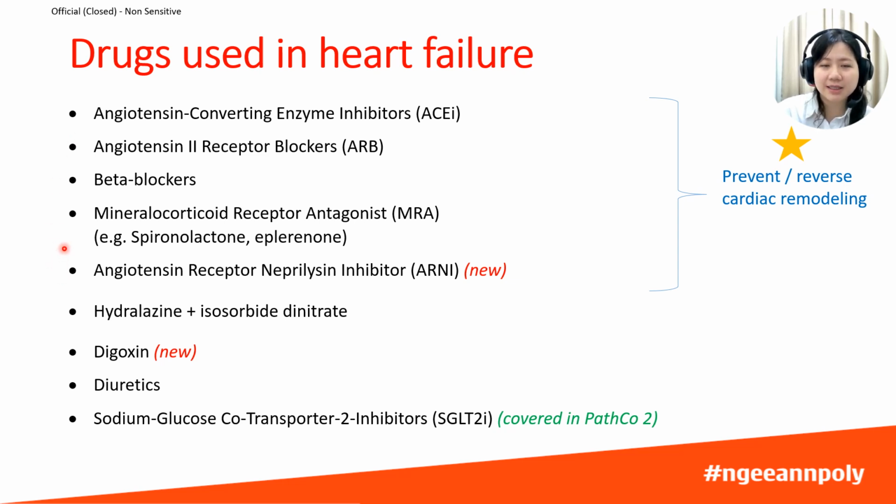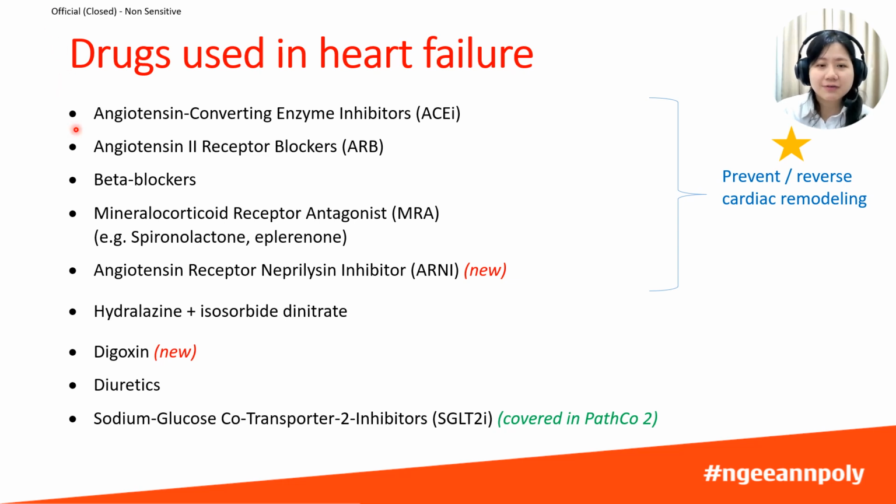So these 5 drug classes have been shown to prevent or even reverse cardiac remodeling. This refers to hypertrophy, which means increase in the size of the cells, and fibrosis, which is the formation of scar tissue in the heart. Beta blockers block the sympathetic nervous system, and these other drug classes, ACE inhibitors, ARBs, MRA, and ARNI, block the RAAS, the renin-angiotensin-aldosterone system. Both of these systems are involved in causing cardiac remodeling in heart failure.